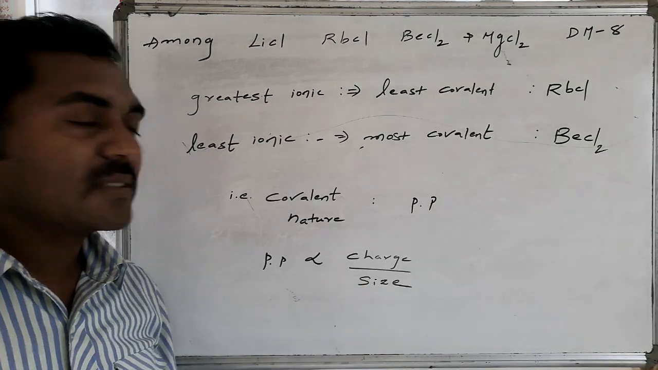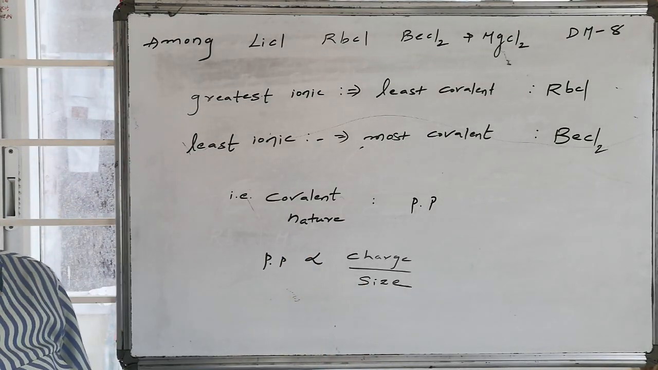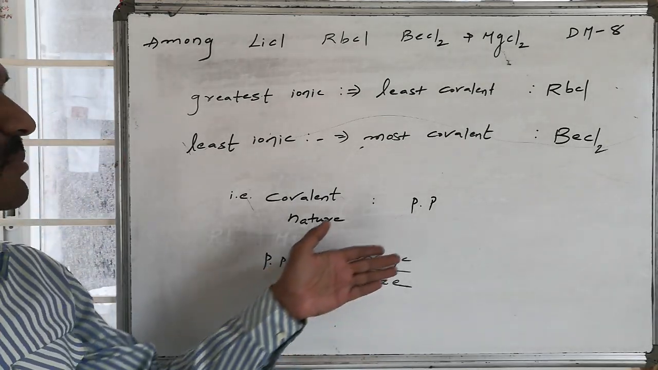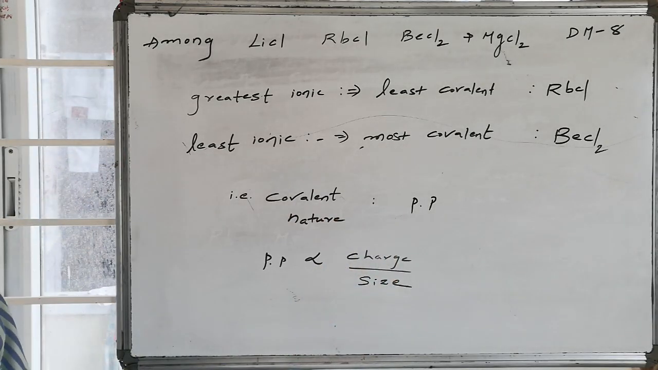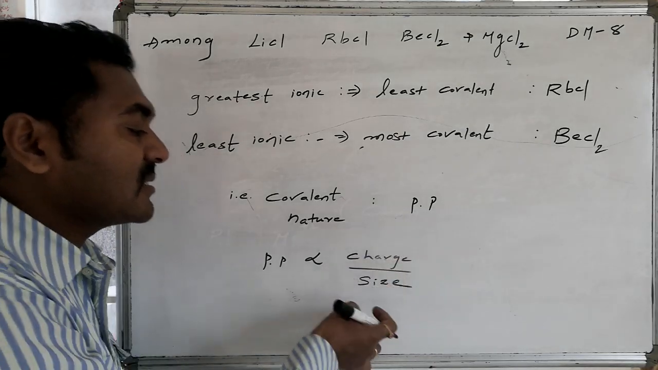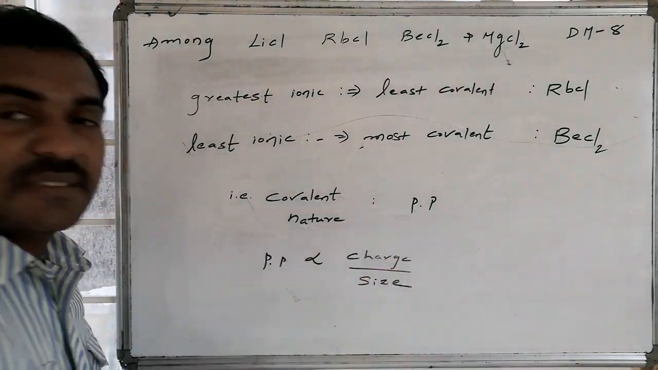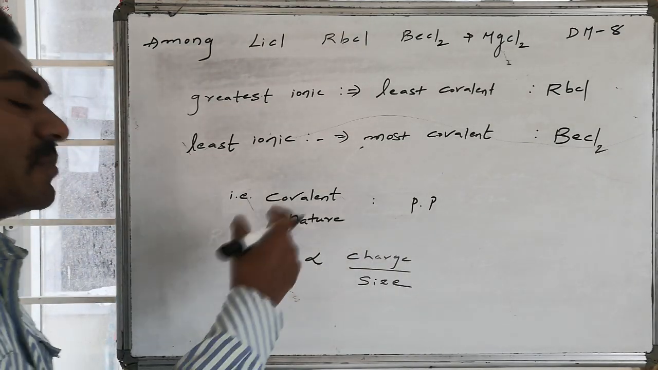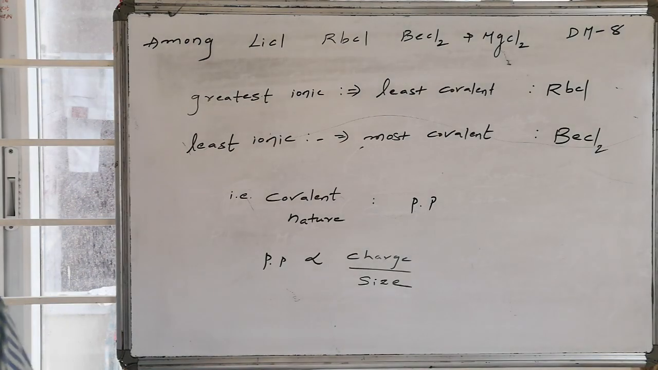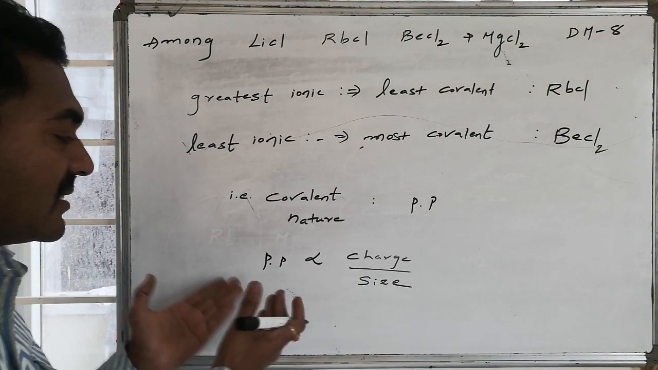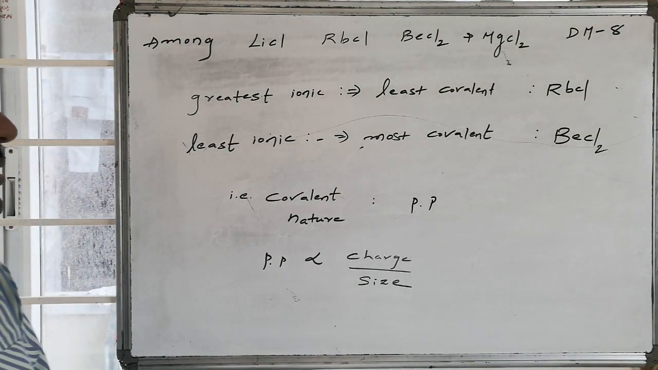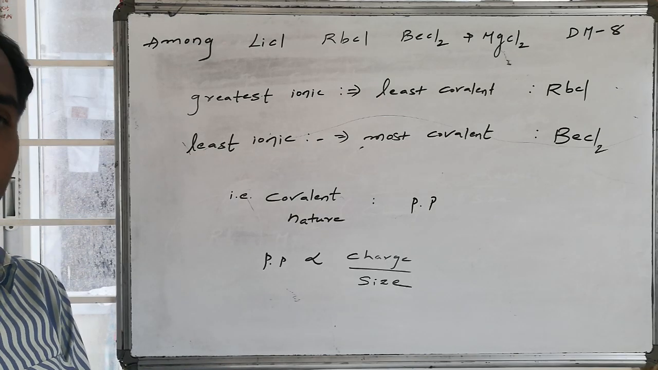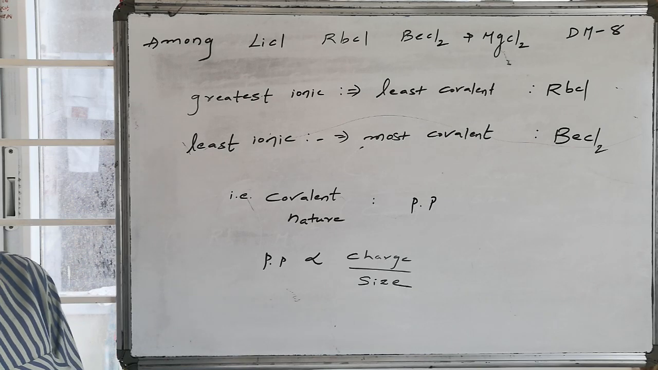The more the positive charge, the more the polarization power, the more will be the covalent character. The lesser the size, the more the polarization power implies more the covalent nature. By these combinations of charge and size, if charge is the same, size is deciding. If size is the same, then charge is deciding. Whereas if both are different, the competition of charge and size overall decides the polarization power. The more the polarization power, the more will be the covalent character. The more the relative covalent character implies, the less will be the ionic character.